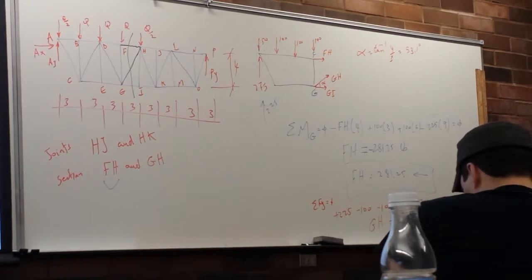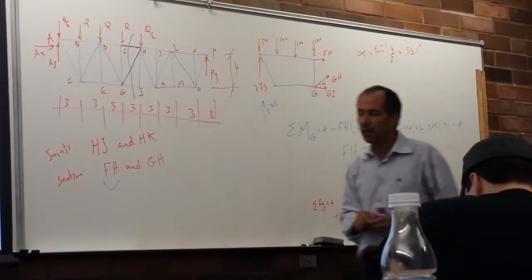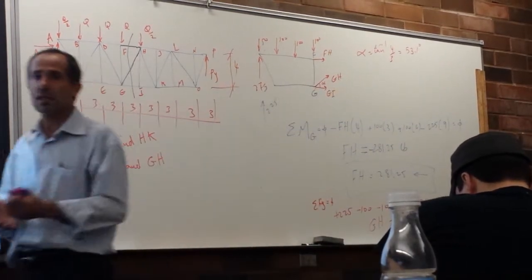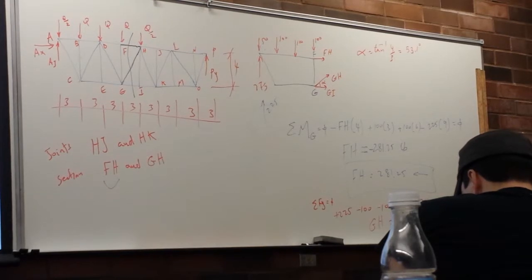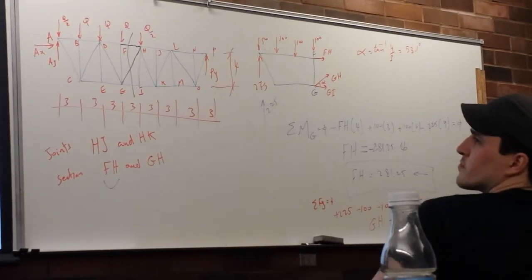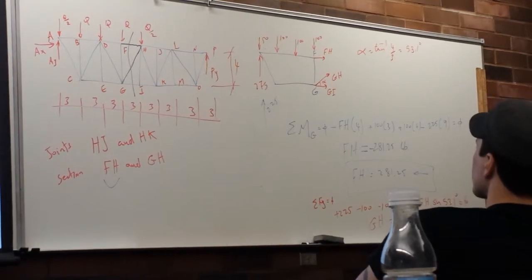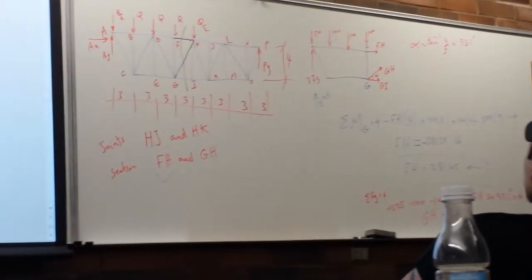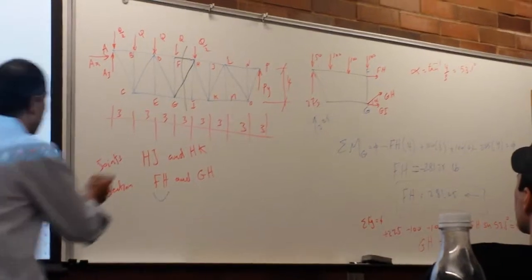93.8. How much? 93.8 pounds, positive. Yes. Now, I answered half of the question. The other half is to go find the joints. Which joint do I need to jump to now? I. Why I? 200.